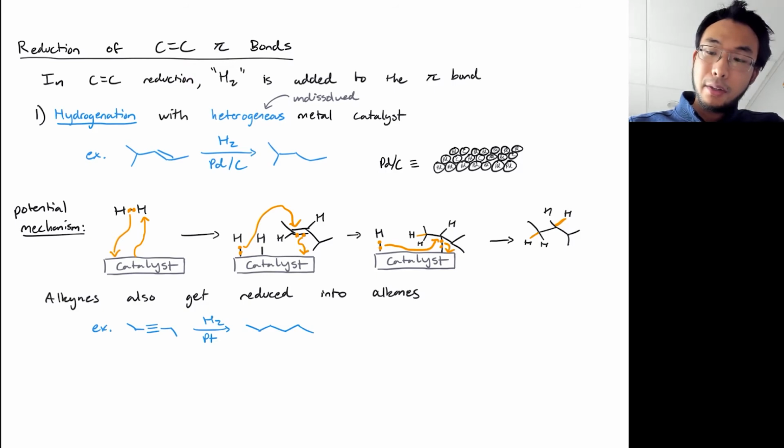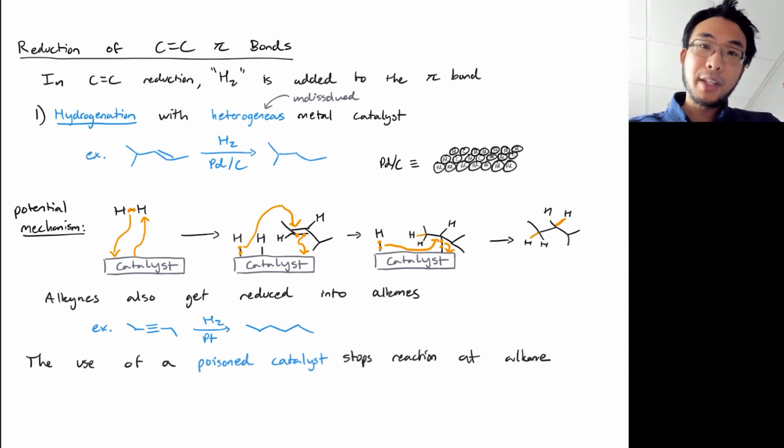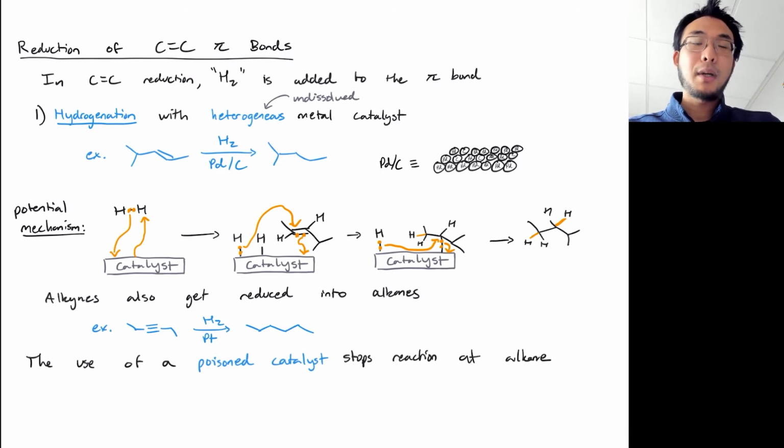And so the way that we do this is to reduce the catalytic ability of the catalyst by using a bit of what's called poisoning. There's a lot of different ways to achieve this poisoning, but at the end of the day, what is always happening is something is being added to the palladium catalyst, or in this case up here, platinum catalyst, and that is causing that catalyst to be less effective.